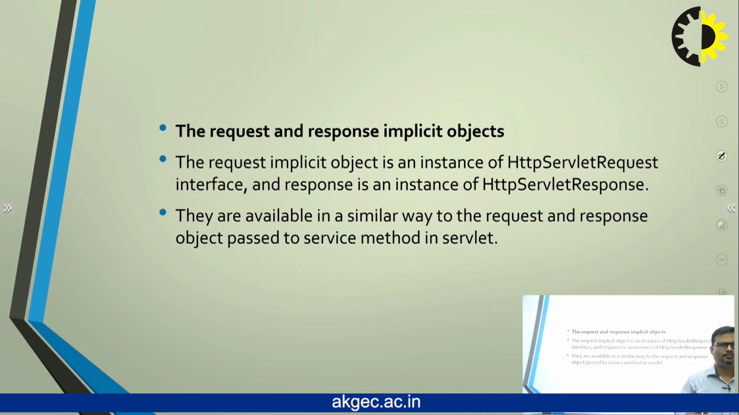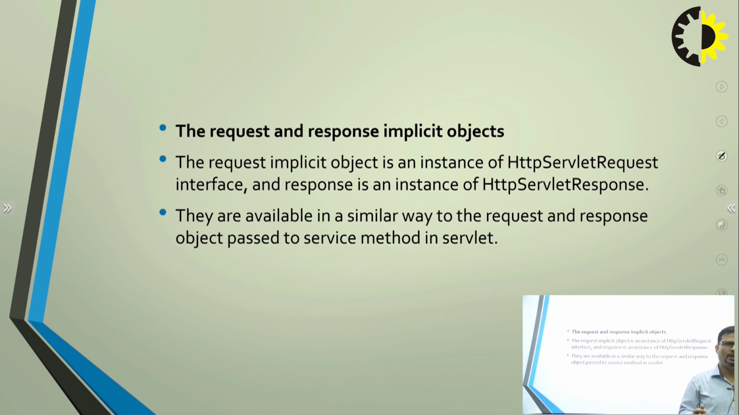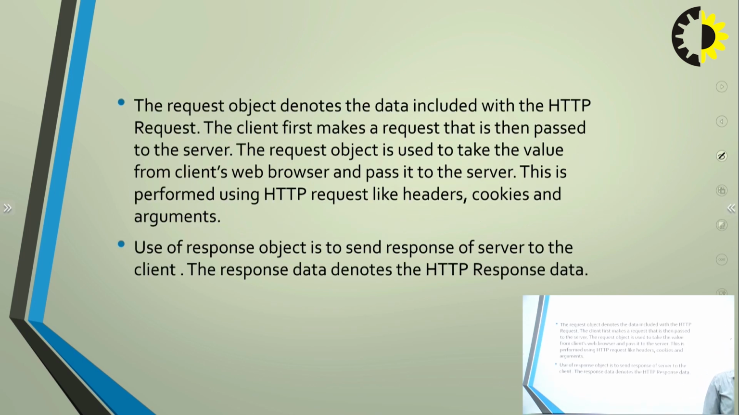Okay. The request implicit object is an instance of the HttpServletRequest interface, and the response is an instance of HttpServletResponse. Here both the request and response are available through HttpServlet. They are available in a similar way to the request and response objects passed to the service method in the servlet.